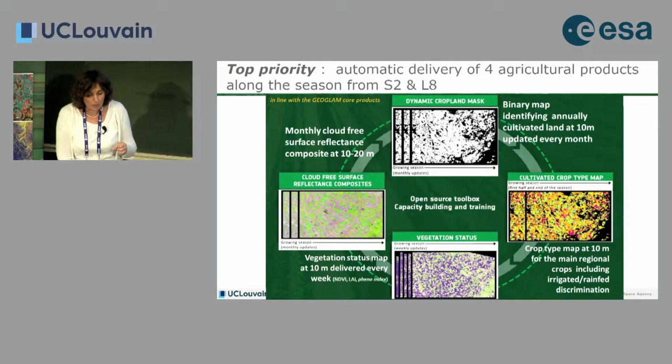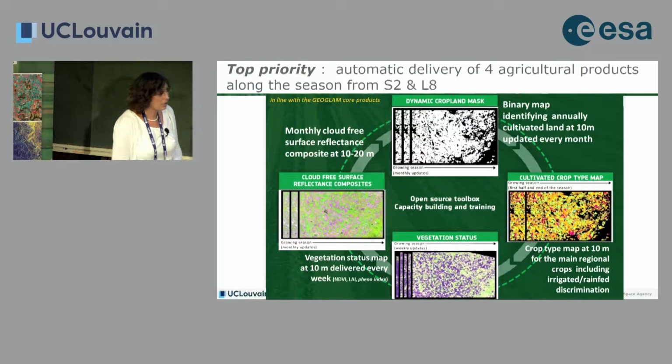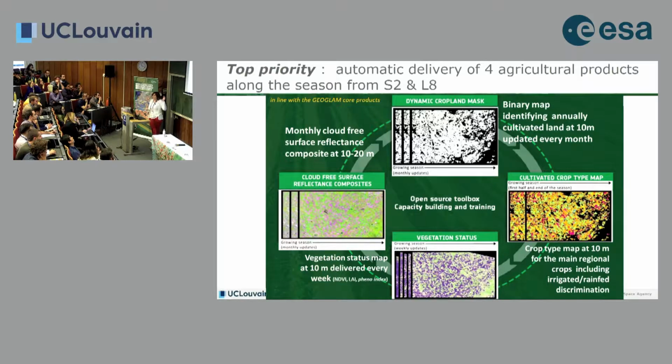So from the user requirements, what appeared to be the top priority for the group of users were these 4 products. So an automatic delivery of the products along the season and from Sentinel-2 and Landsat 8. I insist, so Landsat 8, this was done before the Sentinel-2, and at the beginning we had only 1 Sentinel-2, so a repetitivity of 10 days. This is why we included Landsat 8 in the demonstration. Now the things have changed because we have the 2 Sentinel sensors, sorry. And so the importance of Landsat 8 has decreased. I would not say that it is no more useful.